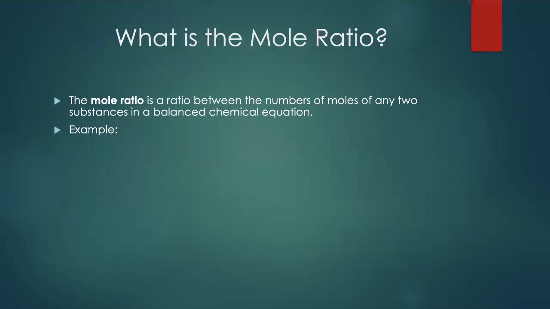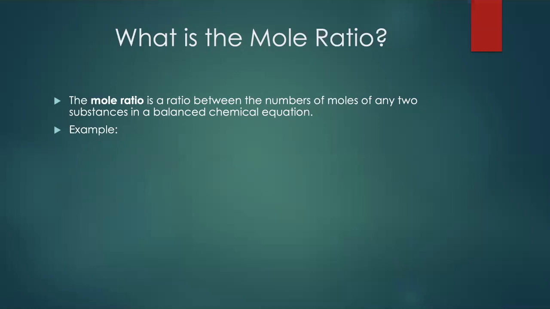So the mole ratio is an important aspect of stoichiometry. The mole ratio is the ratio between the numbers of moles of any two substances in a balanced chemical equation. So it can be between products, it can be between reactants, and it can be between reactants and products.